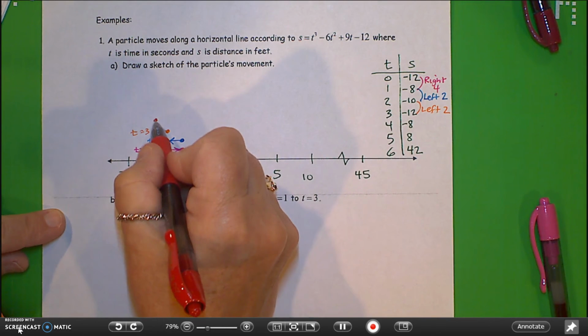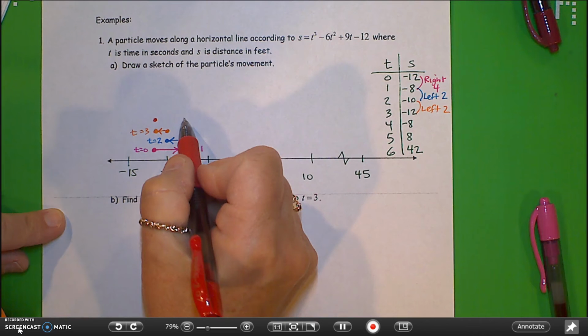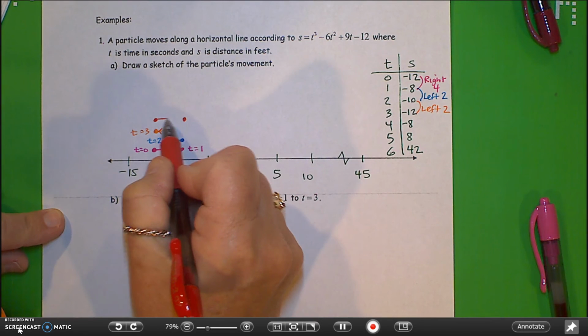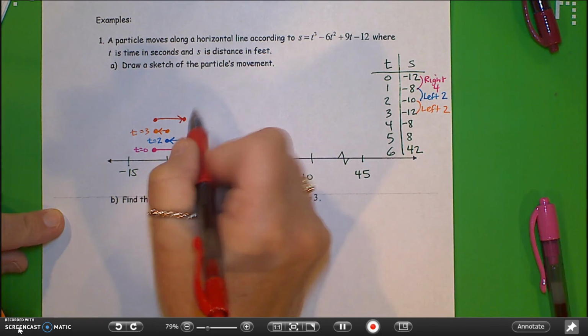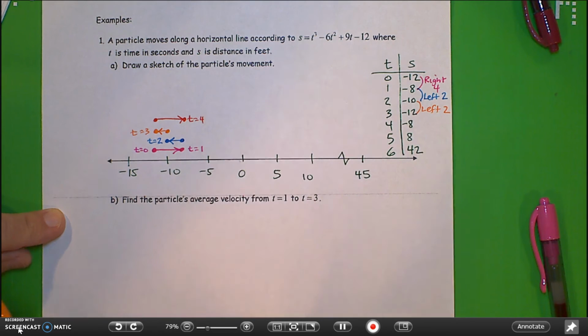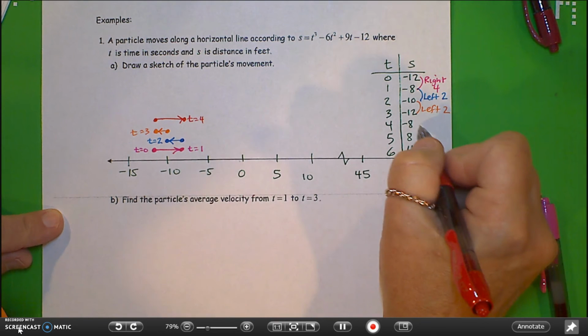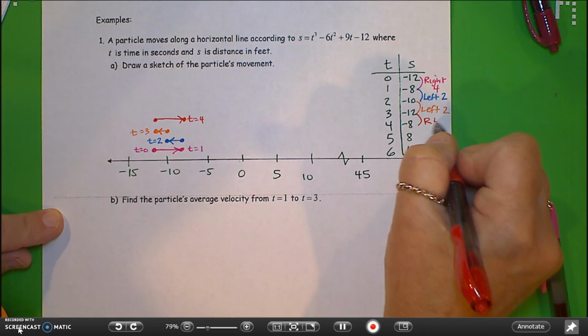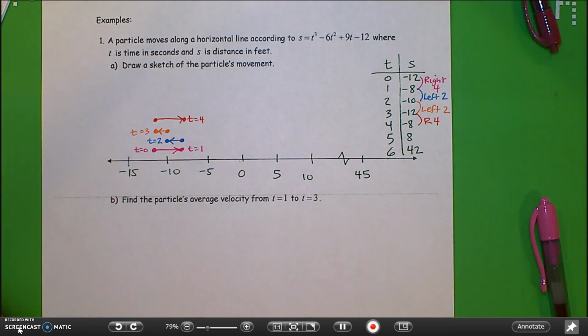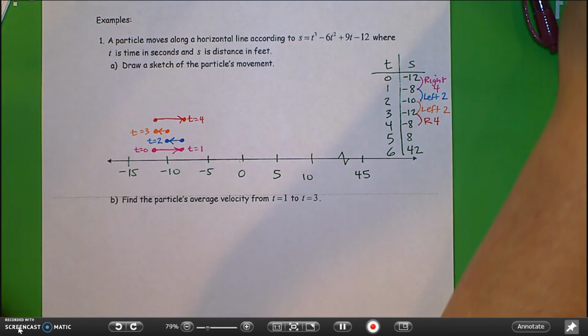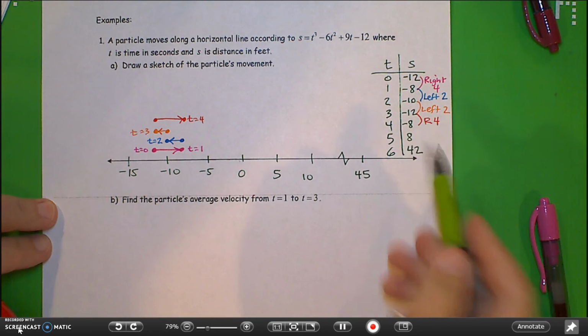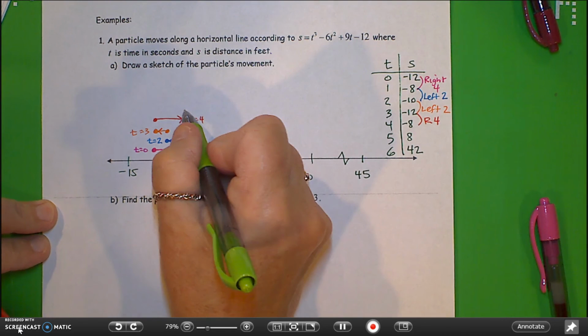So I'm going to start here. I'm going to move back over here to negative 8. So that's a movement of 4 to the right for 4 seconds. So there is right 4. And then let's see, after that, I'm going from negative 8 to positive 8.